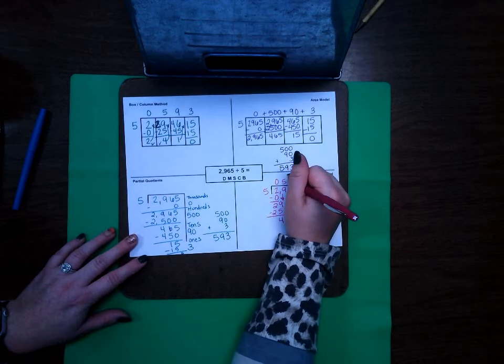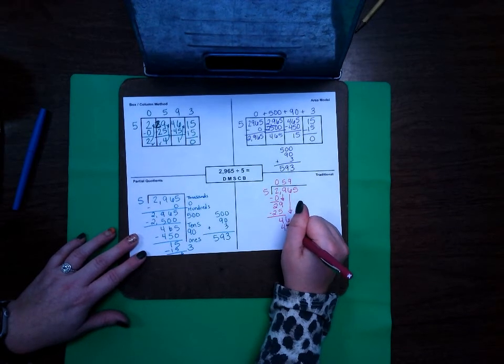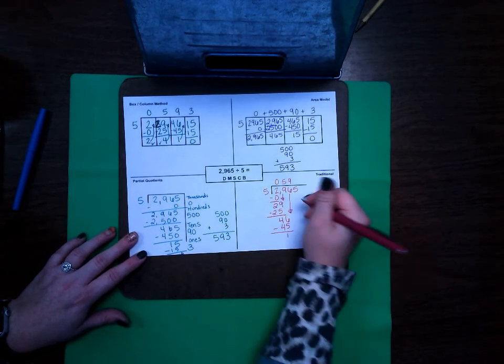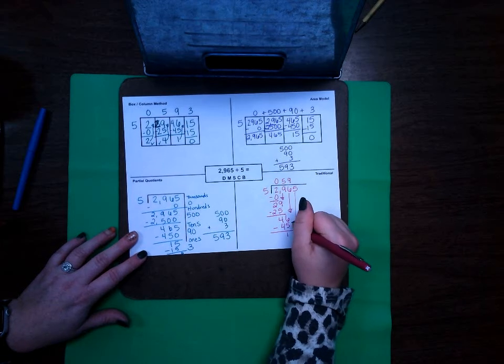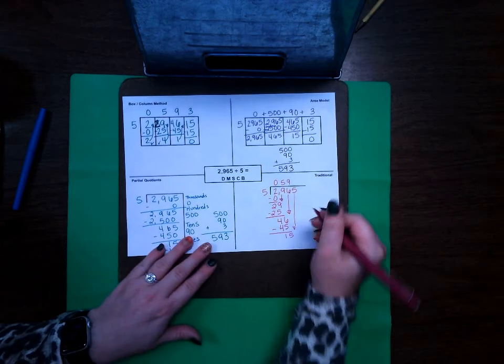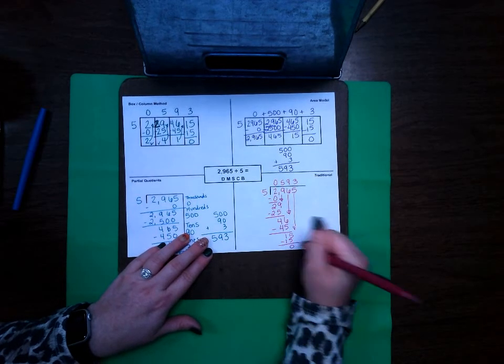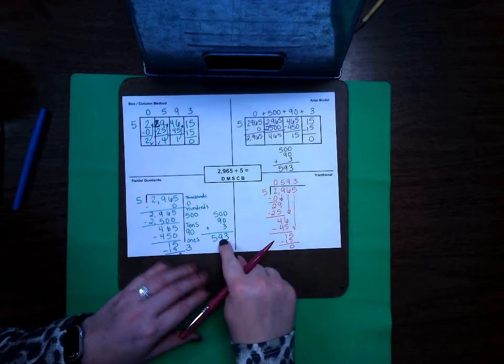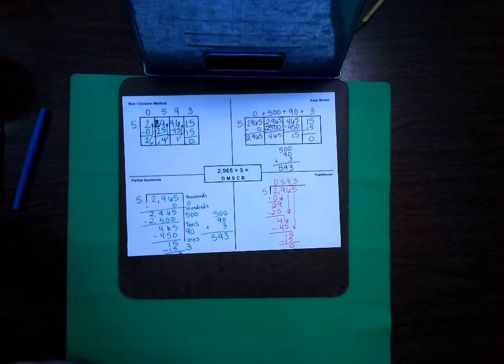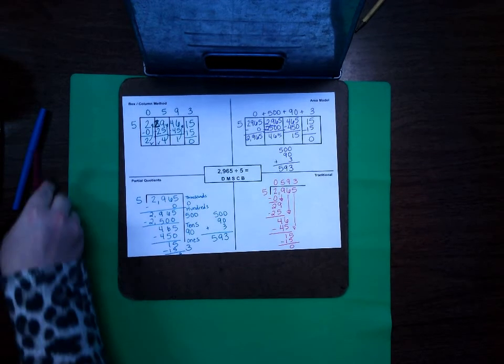5 times 9 is 45. I subtract. I've got 1 left. Bring down that 5 when I've got 15. 5 times 3 is 15. I subtract, and there's nothing left. So 593 is our answer on this problem.